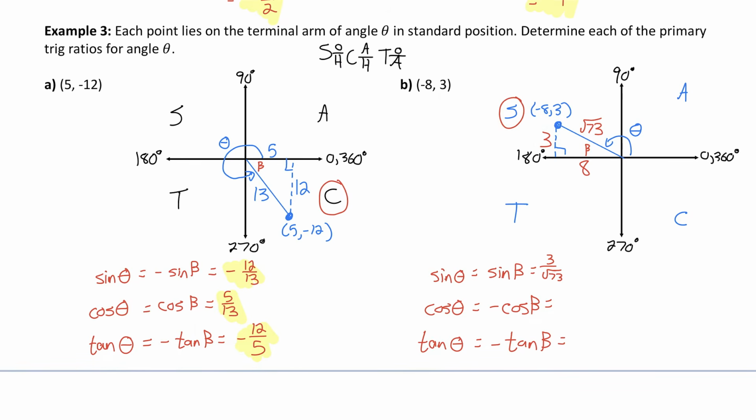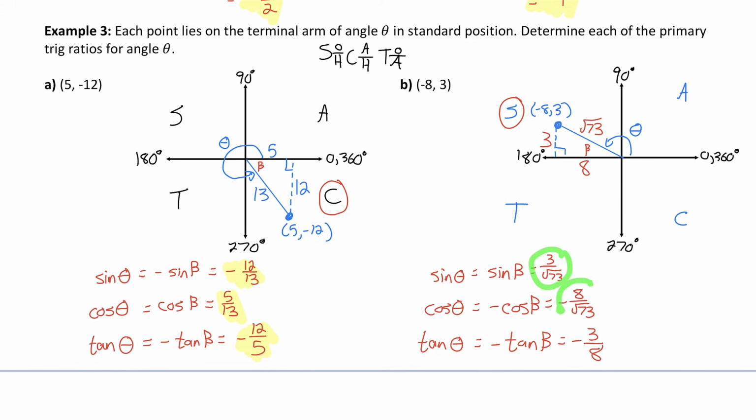If I want cosine of theta, I can do the negative cos of beta, and cos of beta would be adjacent over hypotenuse, which is 8 over root 73. So cos theta equals negative 8 over root 73. And tan of theta, I can do the negative tan of beta. Remember, tan is opposite over adjacent, which would be 3 over 8. So tan of theta equals negative 3 over 8.